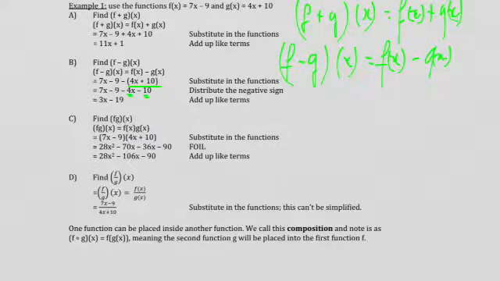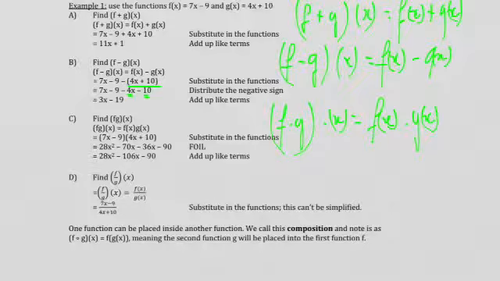Same idea for the multiplication. Now fg of x is going to be f of x multiplied by g of x. And when we have a division, it will be the division of these two functions. f of x divided by g of x this time is equal to f over g of x.